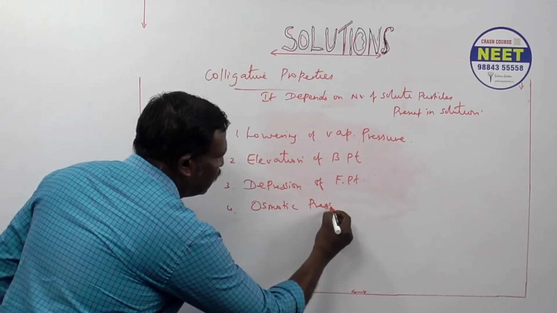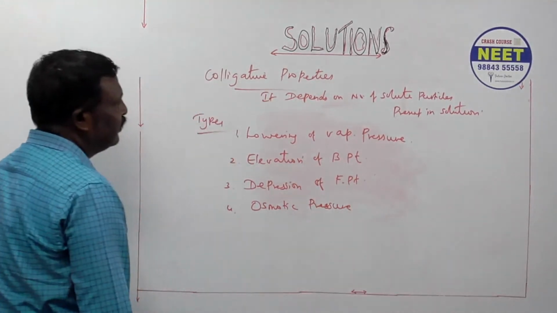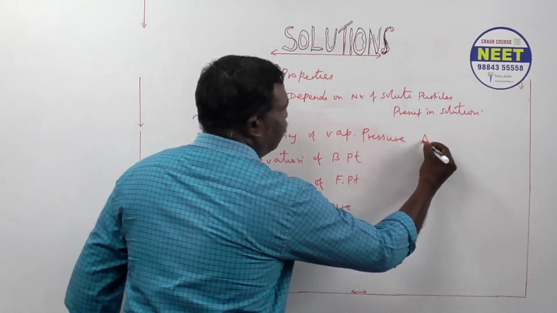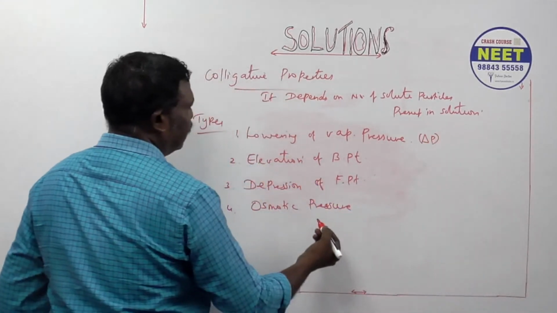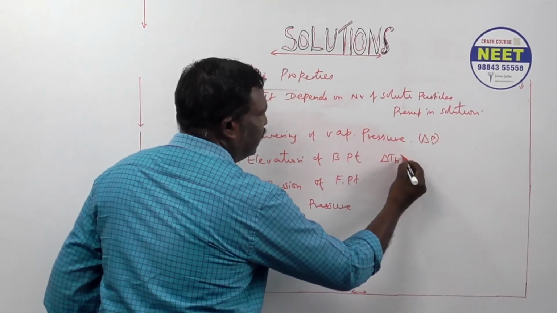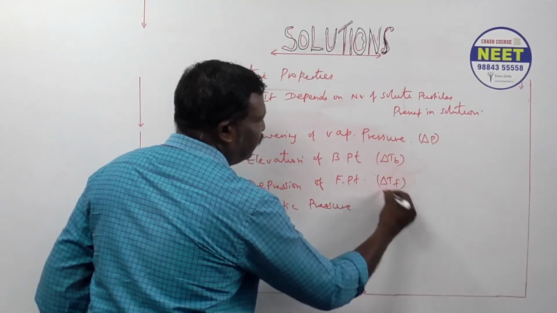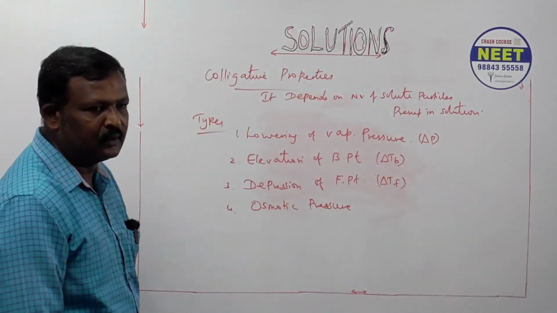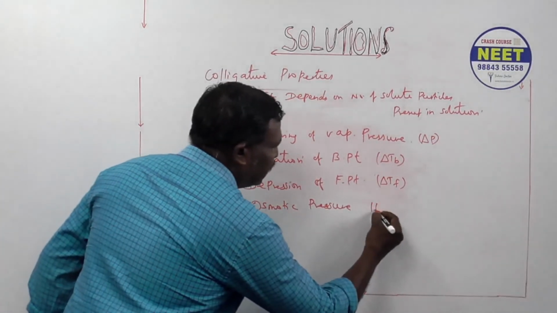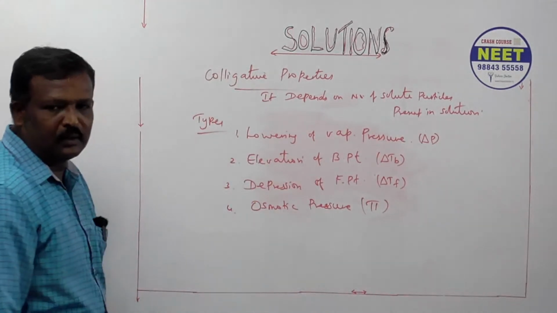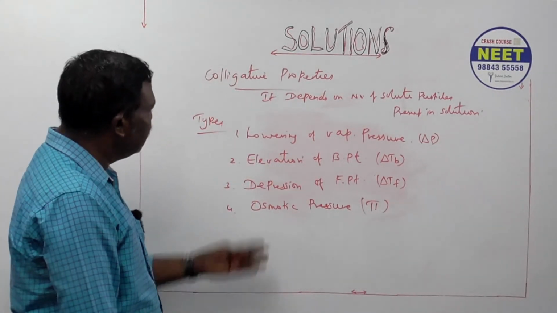Understood? Osmotic pressure. We have symbol for each and every one. This is called del P. This is called del TB. Depression of freezing point means here del TF. F stands for freezing point. Osmotic pressure we represent by pi. That's a symbol. These are all colligative properties.